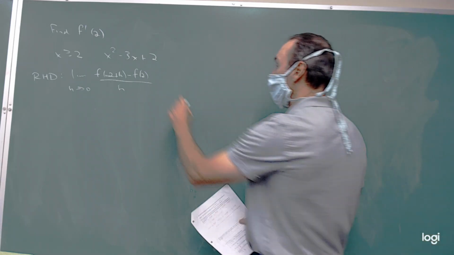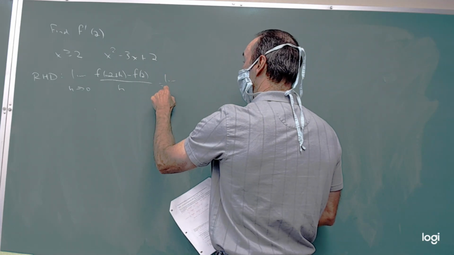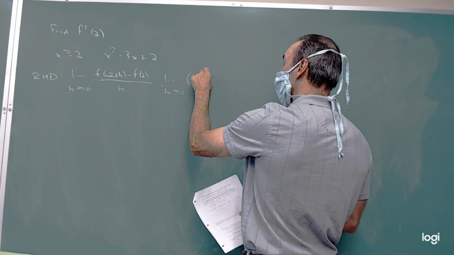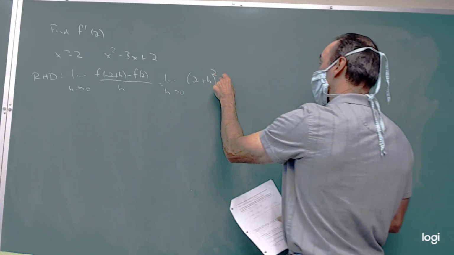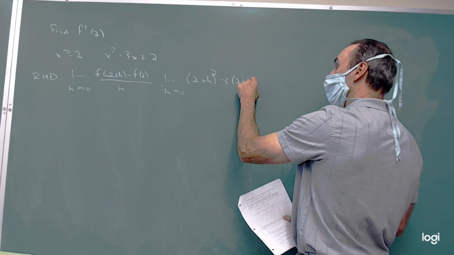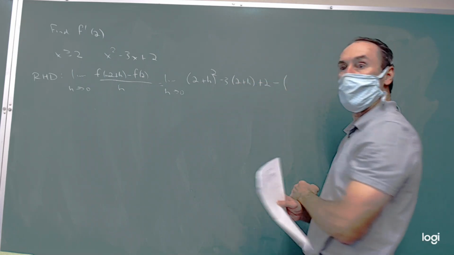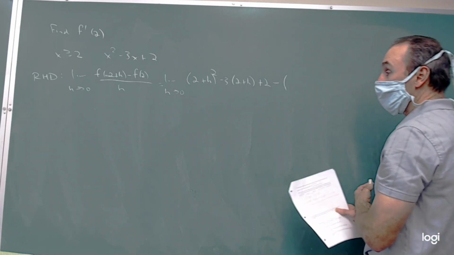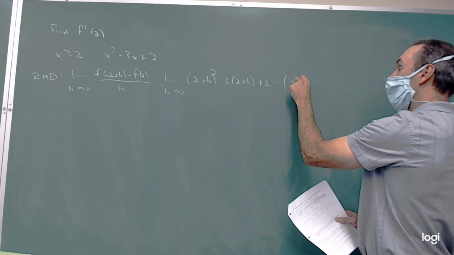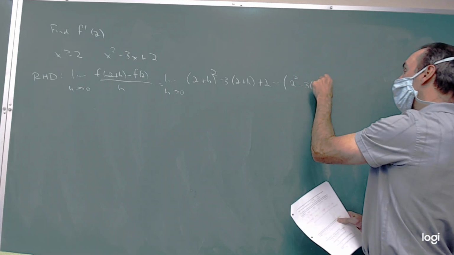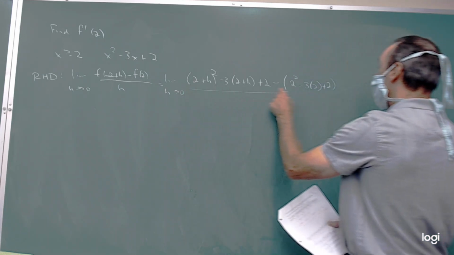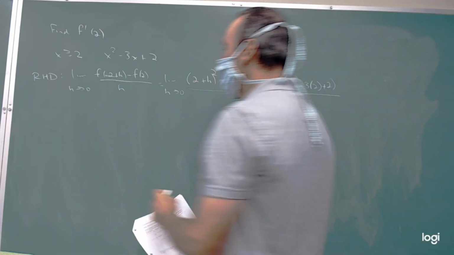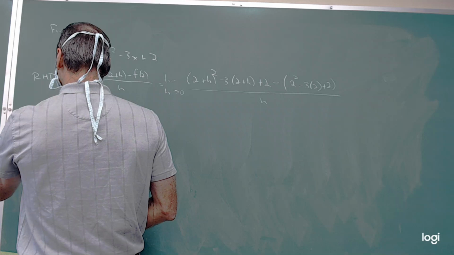Okay, so this is going to be now the limit as h goes to 0. f of 2 plus h is going to be this, 2 plus h squared minus 3 times 2 plus h plus 2. And then minus, and now I'm going to take f of 2, rather. So that's going to be 2 squared minus 3 times 2 plus 2. And that is all over h. So I'm going to take the limit as h goes to 0.